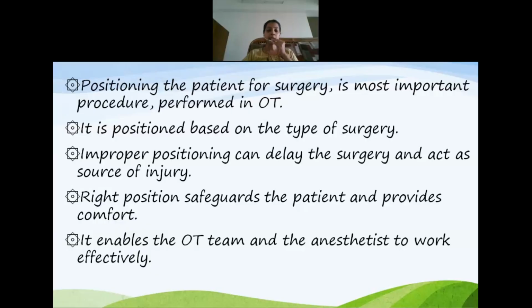The entire OT team who is working with the patient, whenever they are changing the position, they have to do it accordingly by the order of the anesthetist itself. And all the people who are working in the OT team should have the knowledge regarding the different positions that are being carried out for the patient.